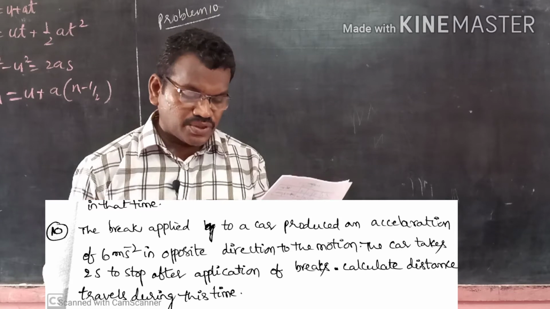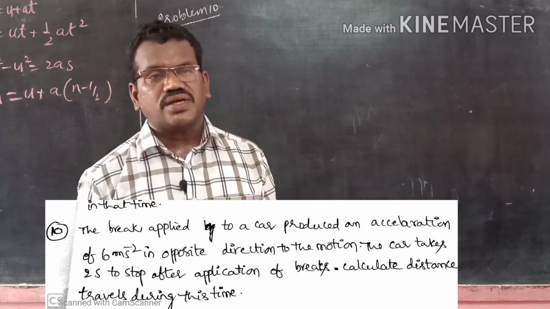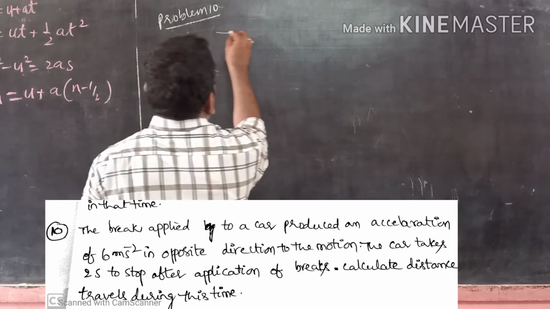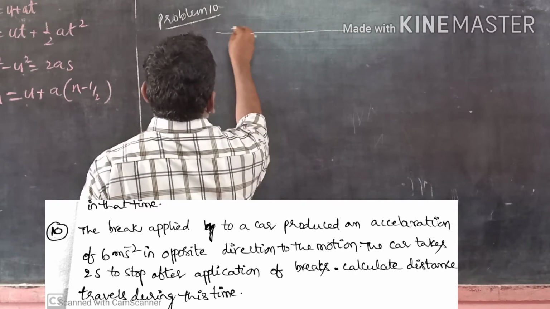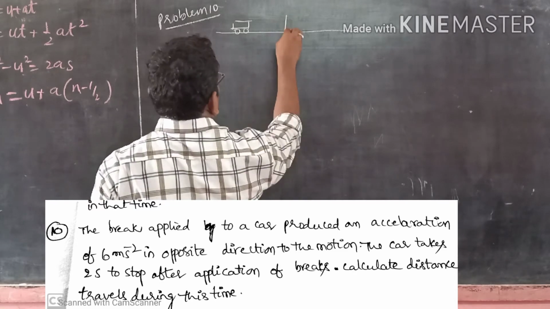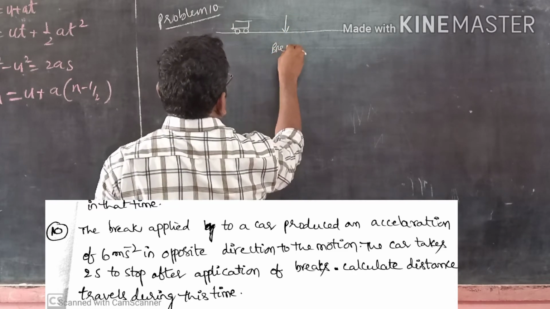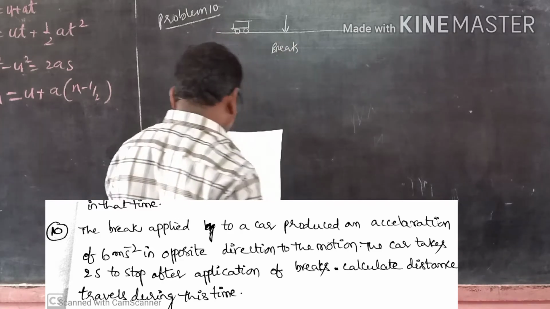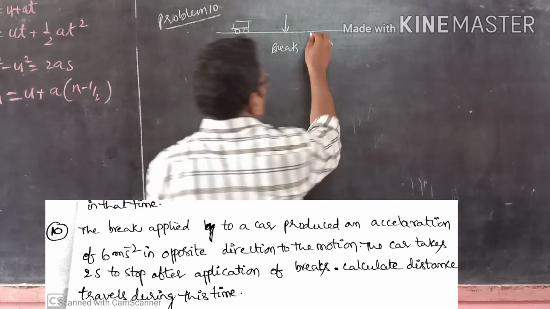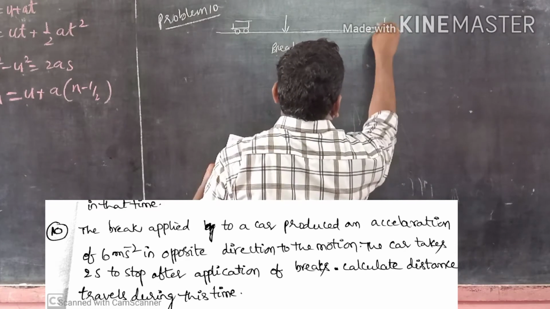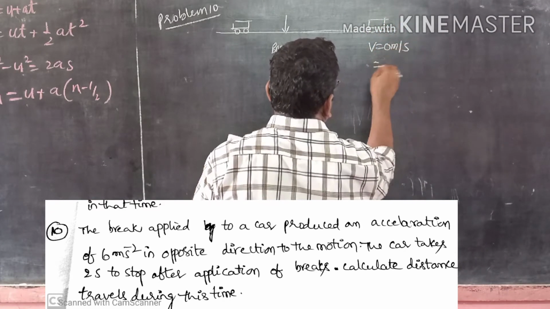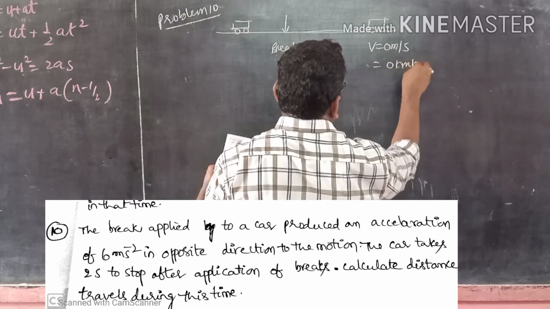Acceleration in the opposite direction to the motion means they are giving negative acceleration. First of all, let me see this. The car is moving. They haven't given the initial velocity, but they applied the brake. By applying the brake, what happens? Finally, the car comes to rest after a certain time. Comes to rest means the final velocity becomes 0 meter per second or 0 kmph.